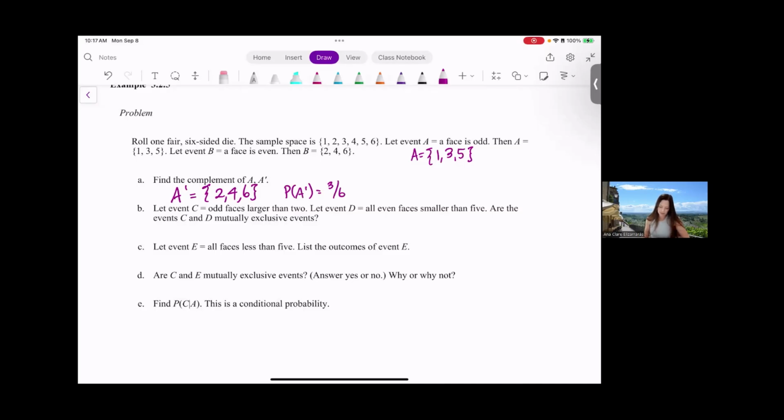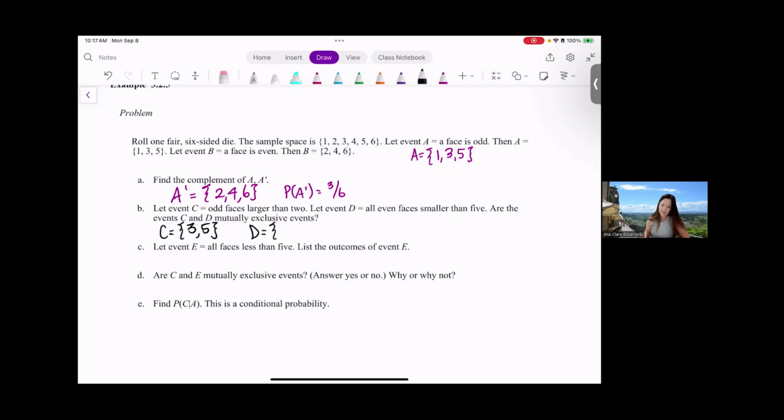Let C be the event where the odd faces are larger than 2, and D is all of the even faces smaller than 5. Are they mutually exclusive? Okay. Looks like we have a duplicate question here, but listing C, odd faces larger than 2. Okay, 1 and 2 don't count because they're not larger than 2. 3 is odd, that's good. 4 is not odd, so it doesn't count. 5 is odd, that counts, and 6 is not odd.